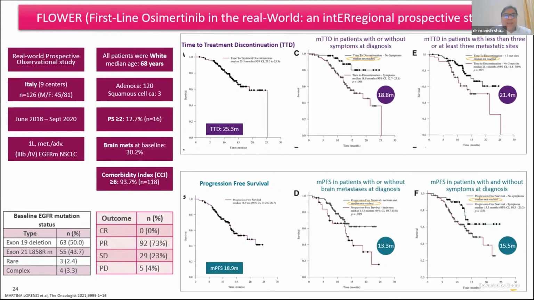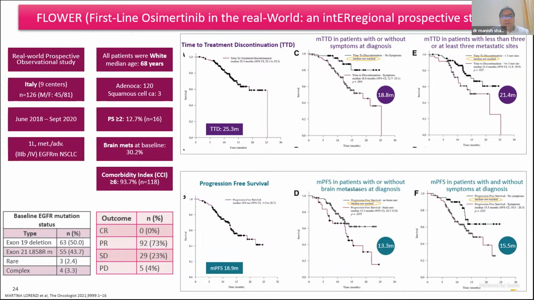We can see the median time to treatment discontinuation was 25.3 months, and it was better in those patients who did not have any significant symptoms at diagnosis. It was worse in those patients who had significant symptoms at diagnosis. And median time to treatment discontinuation was more in those patients who had less than 3 sites of metastasis as compared to those who had more than 3 sites of metastasis.